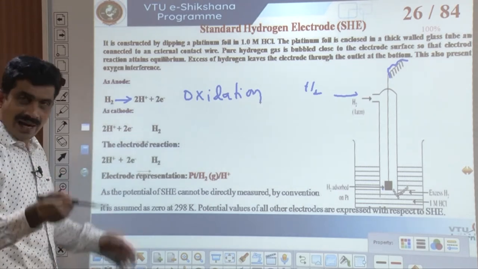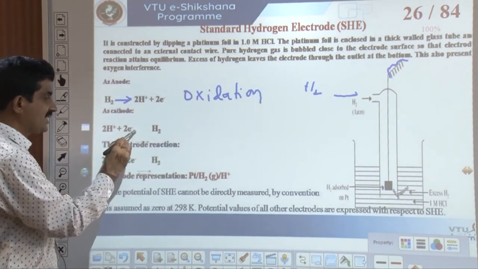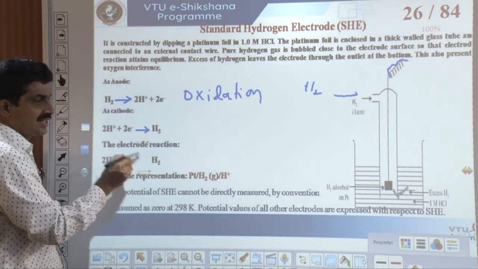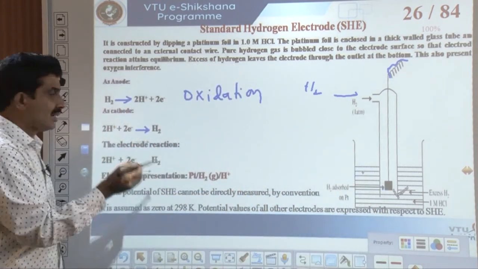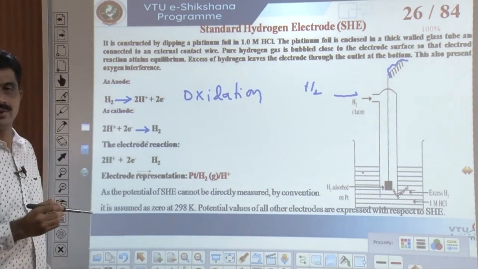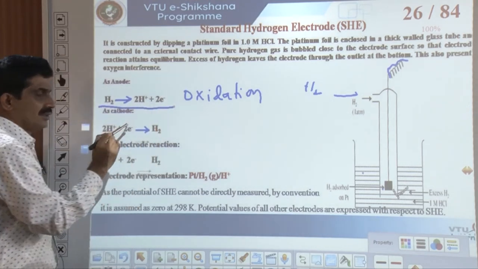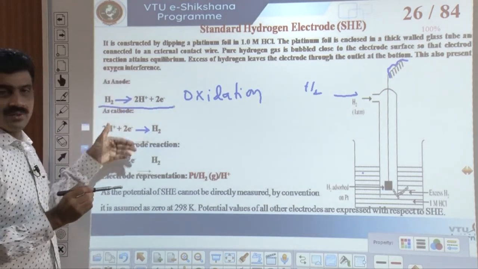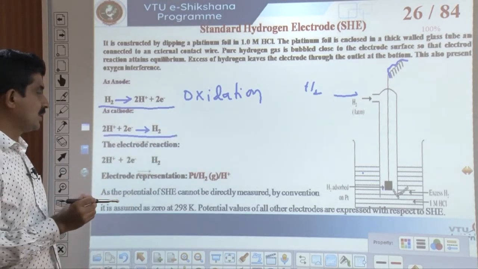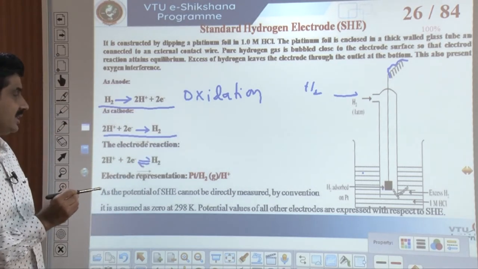It may act as cathode as well, depending on the nature of the other electrode with which it is in contact. When it acts as cathode, the reaction is exact reverse to this. H plus ions of the solution undergo reduction. So 2 H plus plus 2 electrons give hydrogen. Hydrogen gas is liberated. This is the reaction that occurs when the electrode acts as anode, and this is the reaction which takes place when the electrode acts as cathode. So the net electrode reaction is 2H plus plus 2 electrons give hydrogen.